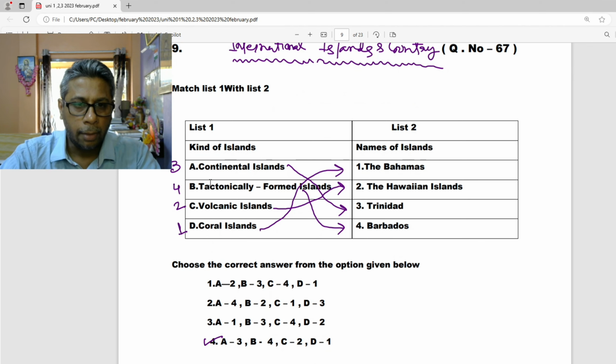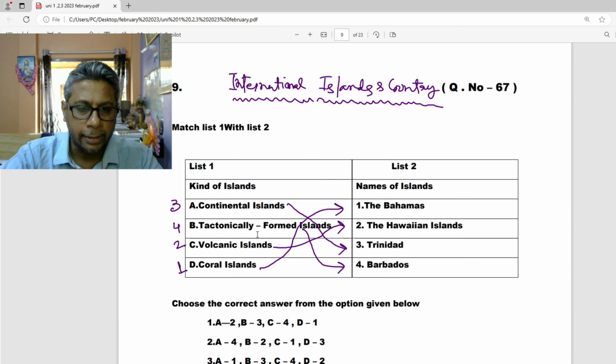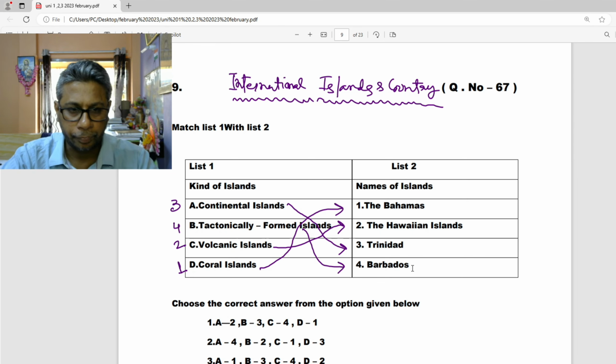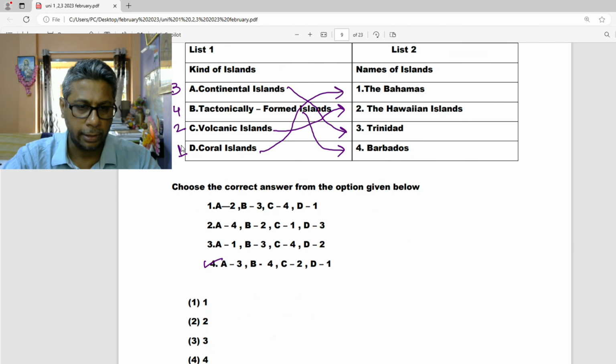Question number 67. Number 1, continental island. Continental island is Trinidad, the famous island. Kinds of islands: the continental island, Trinidad. Next, tectonically formed island. Tectonically formed island is basically Barbados. Third, volcanic island. Volcanic islands, the famous Hawaii Island. And finally, coral island. Coral island, the Bahamas. The question, option number 4 is the correct one.